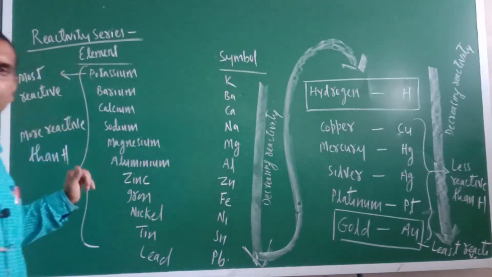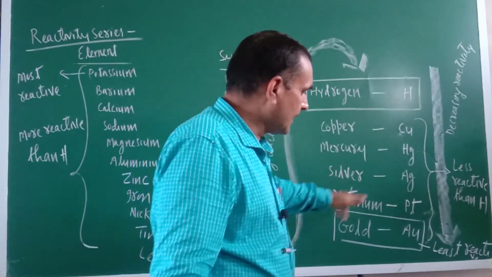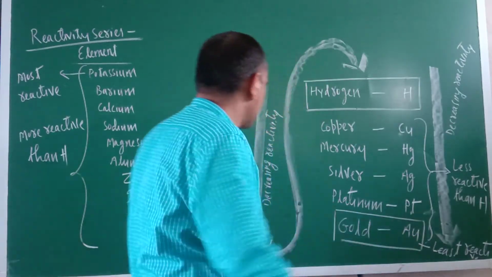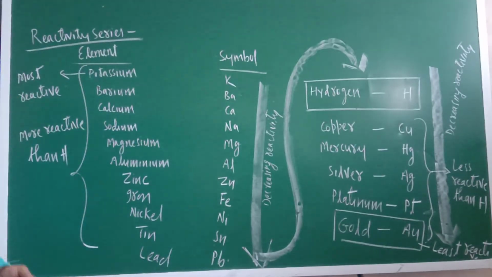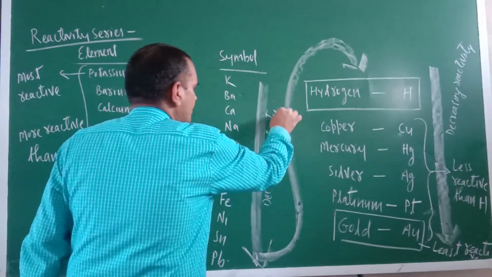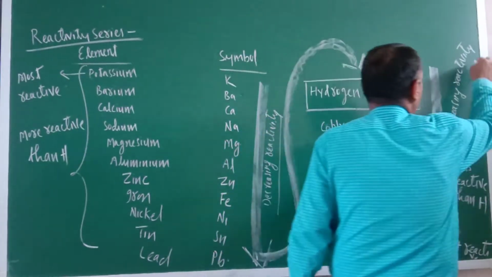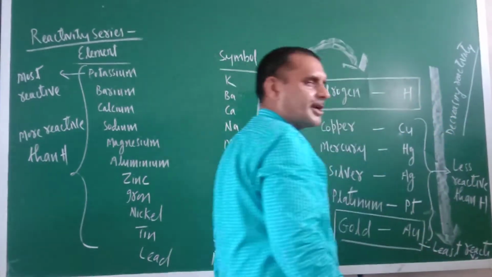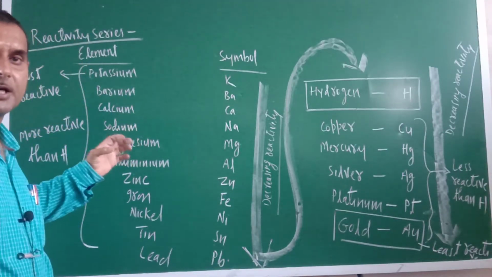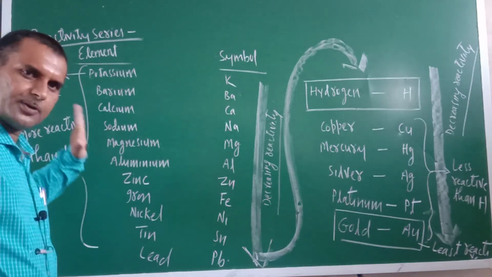Among the more reactive metals, potassium is the most reactive. Among the less reactive metals, gold is the least reactive metal. Okay, so this is all about the reactivity series. This arrangement is according to decreasing order of reactivity, which means metals are placed here according to decreasing order of their reactivity. I hope you can understand.